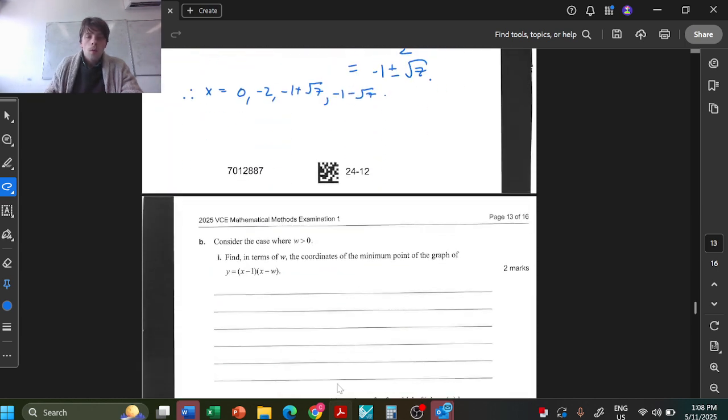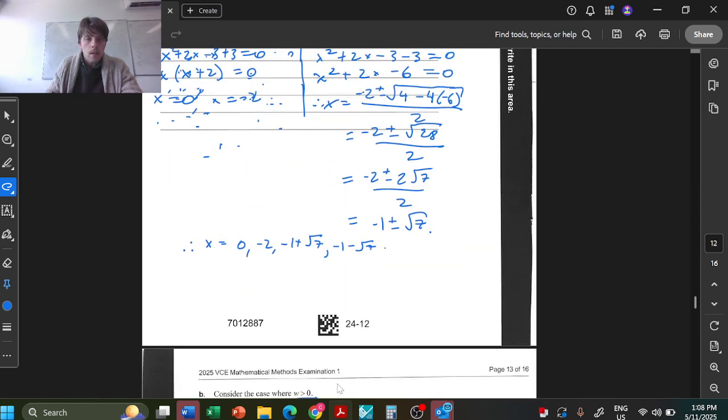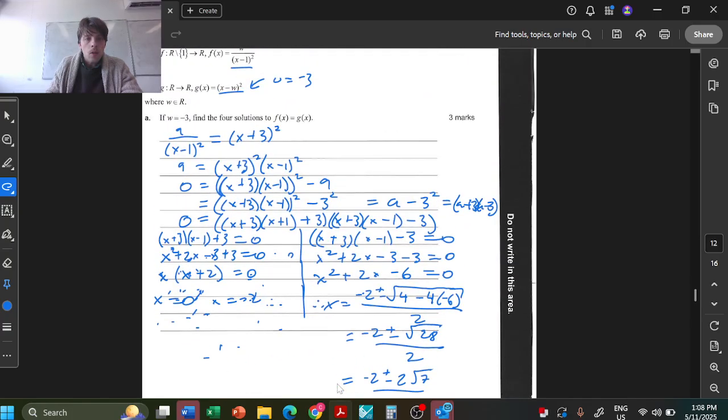Okay. Whew. Okay, now consider the case where w is greater than 0. So we're now looking at that case. So w greater than 0.